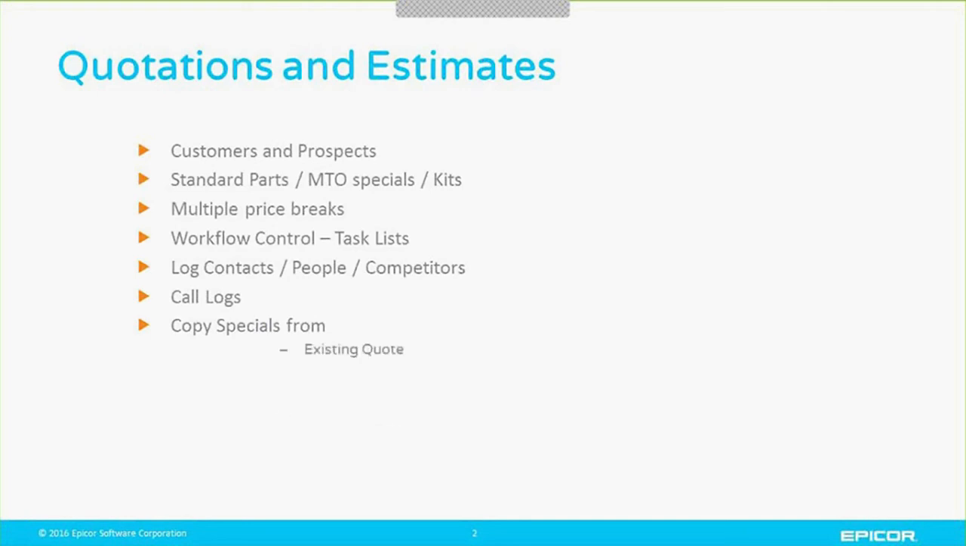I want to be able to do it from an existing or previous quote. I want to be able to do it from a job. I've manufactured this for you before. Yes, I'd like that again.